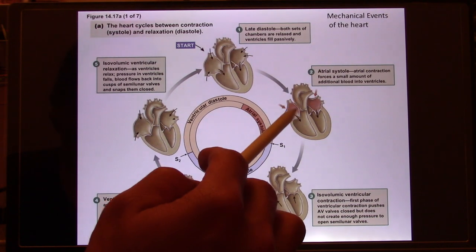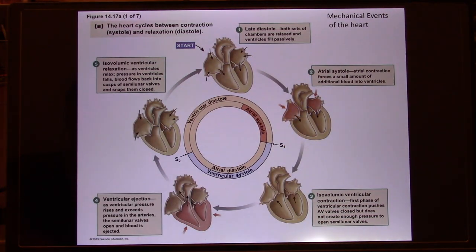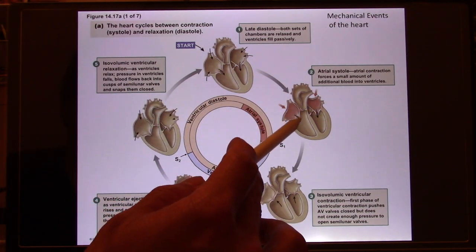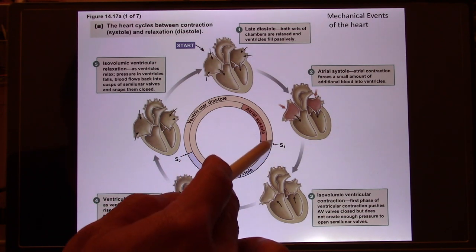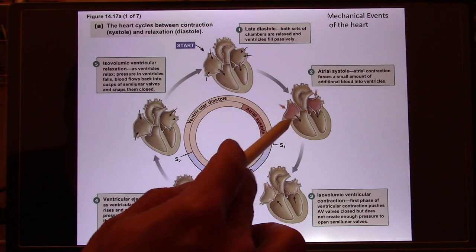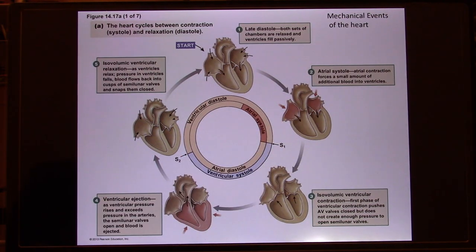And you say, you have two doors. Yes, they work together simultaneously. So you have two AV valves closing simultaneously, you have the first heart sound. If you have two, well, you have a problem because they don't work together. So you have the first heart sound come from the two AV valves shutting closed.